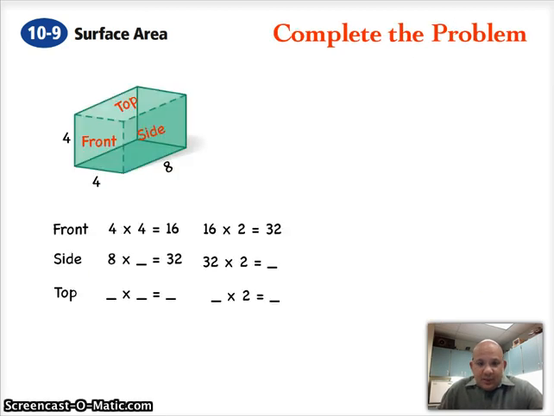So here's one to complete on your own. I've given you a rectangular prism. It's a 4 by 4 by 8, and I haven't indicated what type of units they are. I've already given you the front side area. It's 4 by 4, so 4 times 4 equals 16. There's a front and a back, so 16 times 2 equals 32. So I've taken care of these two surfaces.